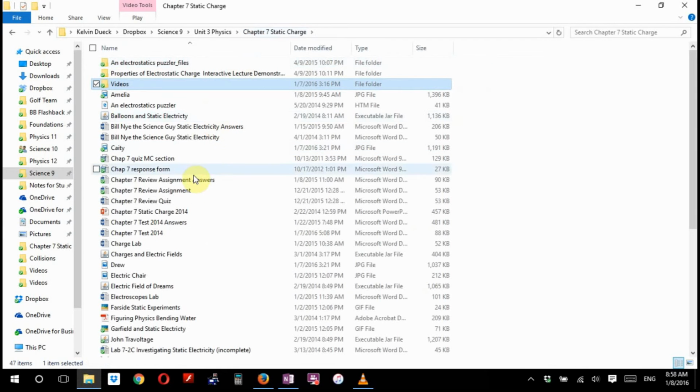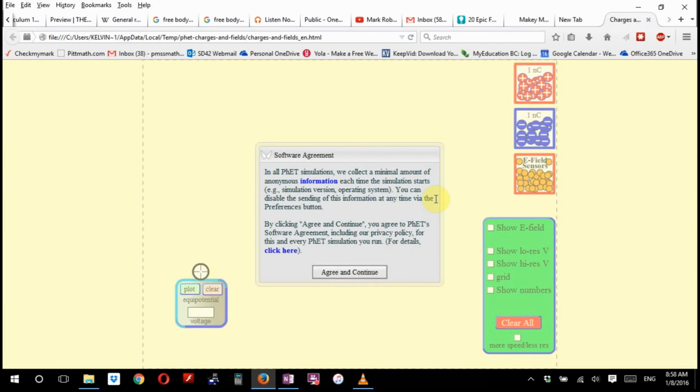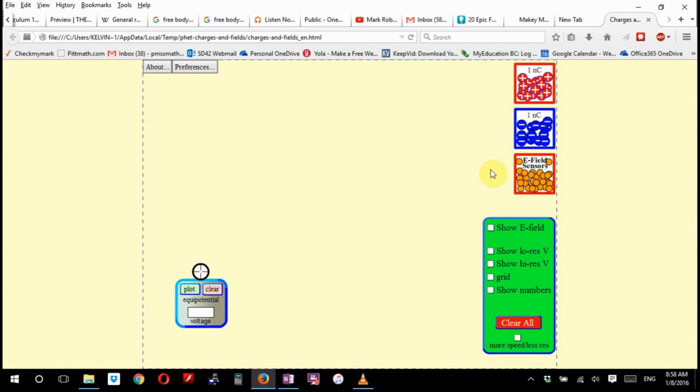I have a sim here, I think. Charges and electric field, yes. Have to wait for it to run. Come on. Sorry, here we go. I agree and continue. So here's a positive charge.